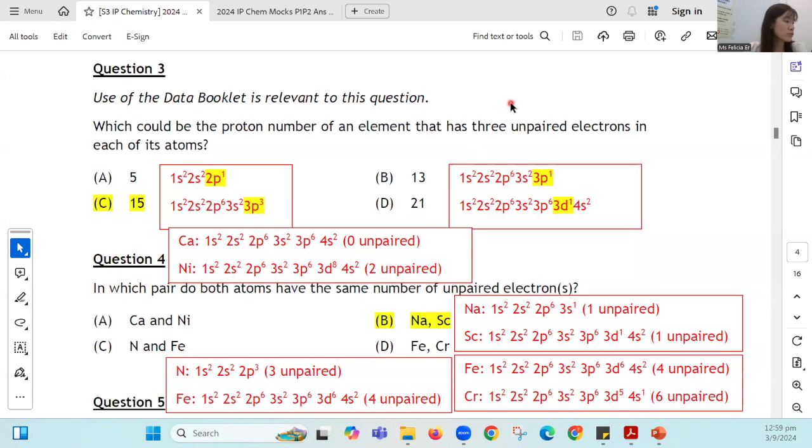Okay, so this page, any questions to go through? Question 3 to 5? All good?